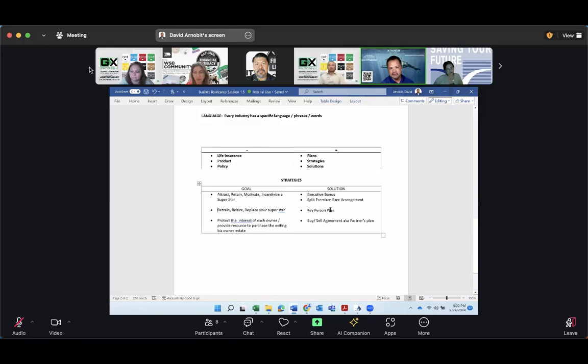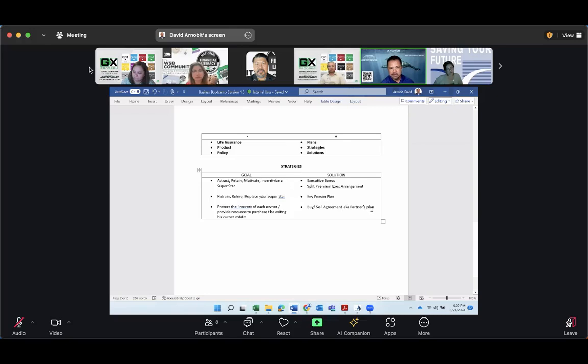Obviously, since we're owners, we also have a key person plan on each of us because we're crucial and critical to the success of the organization. And then on top of that, let's just for fun say that we have a buy-sell agreement. We have all 3 plans. So let's say that I pass away.